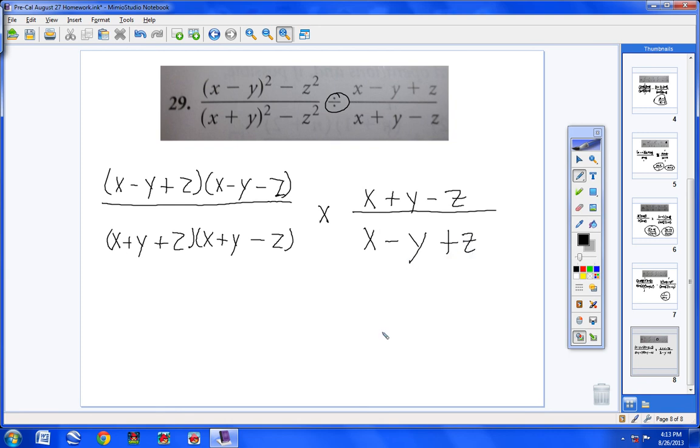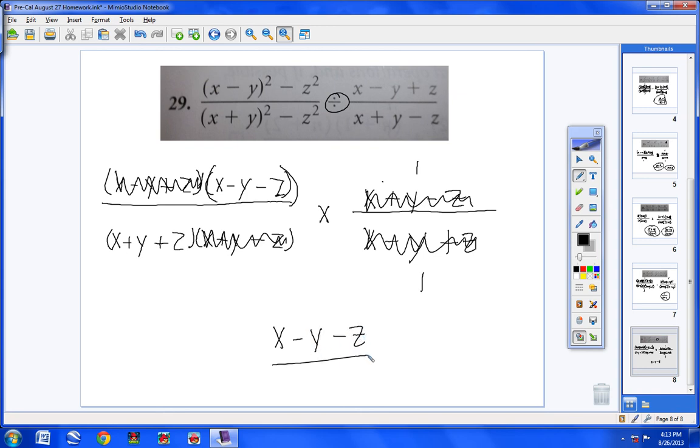Now, start canceling. Let's see. X plus y minus z. Here it is. X plus y minus z. So put a 1 right there. X minus y plus z. Well, that cancels perfectly. Put a 1 there. So you're left with this parentheses here times 1, so x minus y minus z, all over this parentheses here times 1, so x plus y plus z.